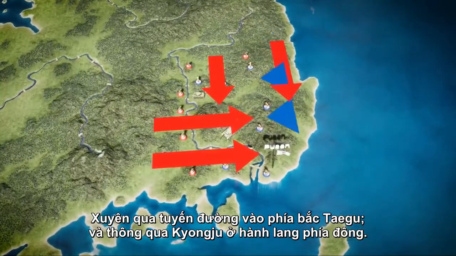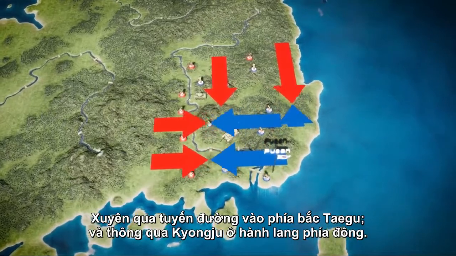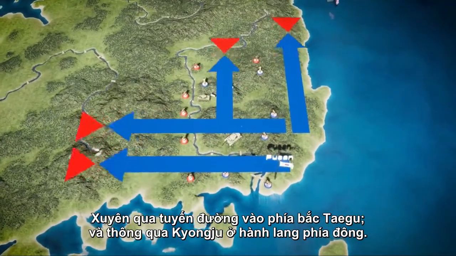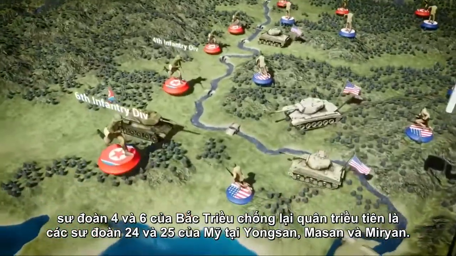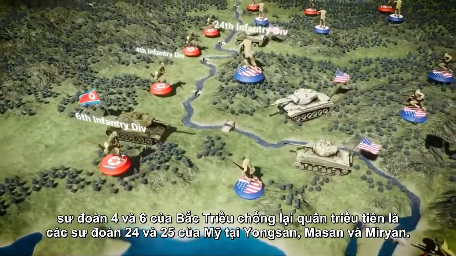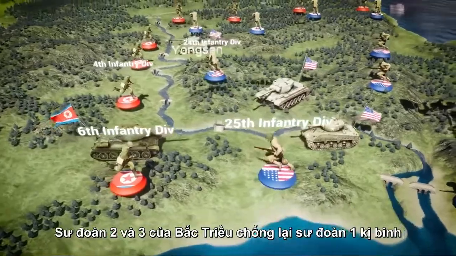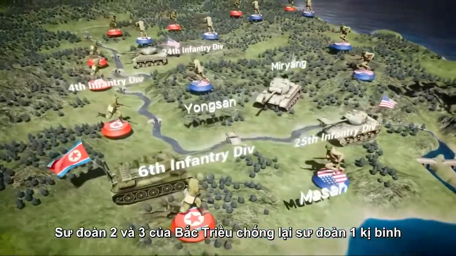The aim of the UN command was to repel the North Korean offensive and start a counter-offensive. The North Korean 4th and 6th Divisions were up against the American 24th and 25th Divisions in Yeongsang, Masan, and Miryang.